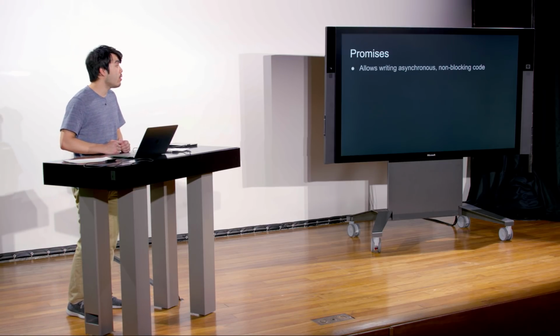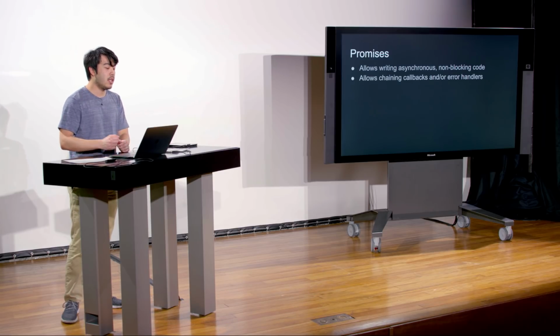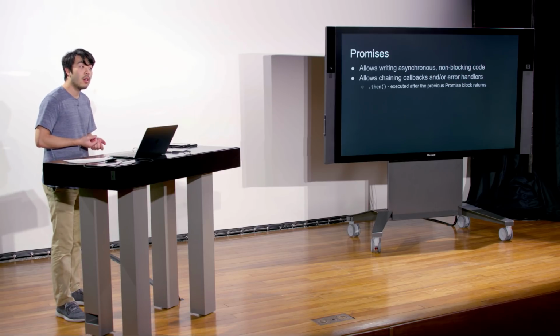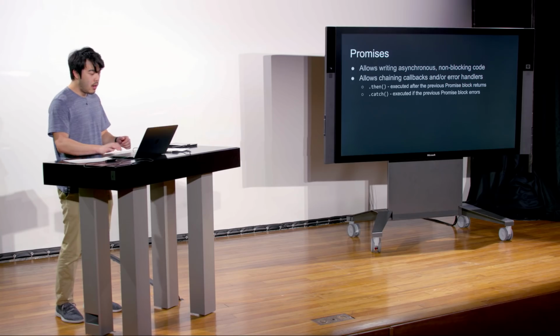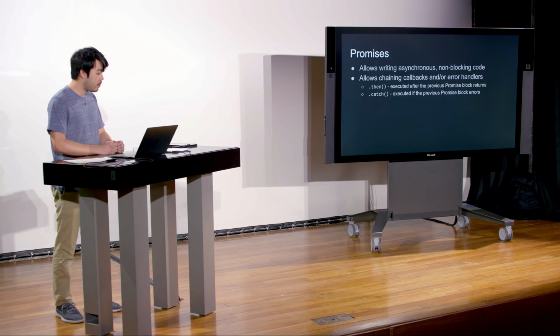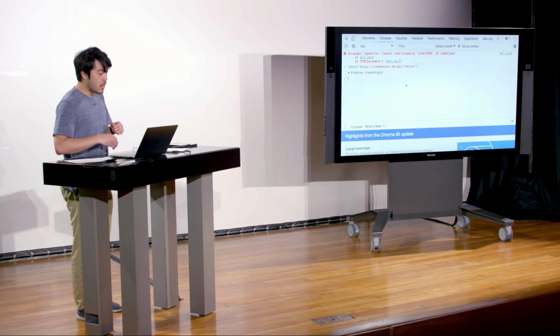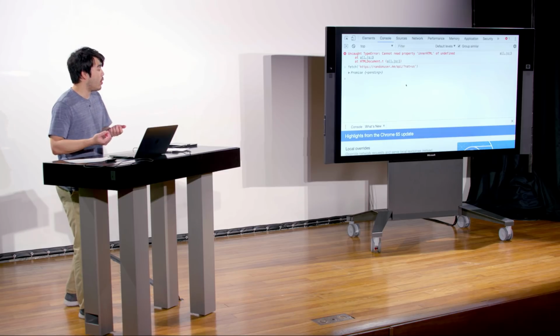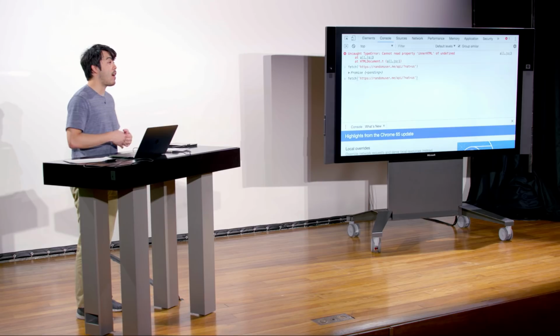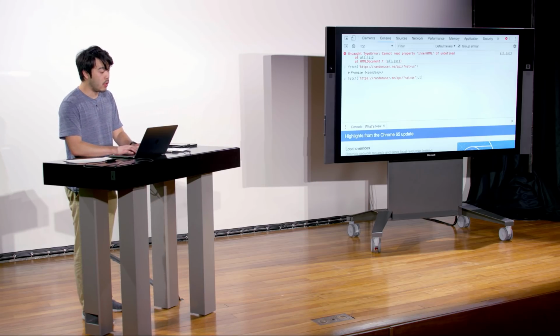Promises allow us to write asynchronous and non-blocking code, and they allow us to chain callbacks and/or error handlers. And how do you do that? Well, there's this thing called .then, which executes the callback that is passed in as its argument after the previous promise block returns. Analogously, if there's an error, then whatever we pass to .catch is executed with that error. And so let's actually go ahead and use that. If we want to do something like fetch and actually play with the response that comes back, we're going to have to put a .then following this. So we can do .then.